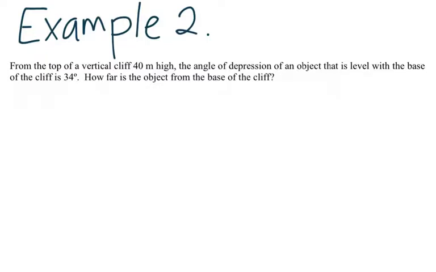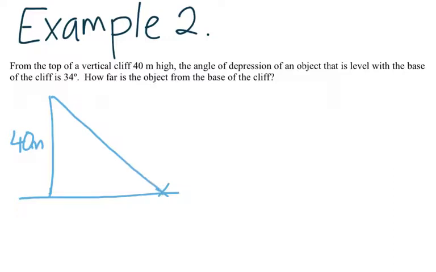So again, we need to draw that diagram. So we're going to have a vertical cliff, and then we've got the base of the cliff here. I'm just going to shorten that slightly. So here our cliff is 40 metres high. And it says that there is something down here on the base where the angle of depression to that object is 34 degrees. So we're going to draw in our line to here and we can put our right angle in.